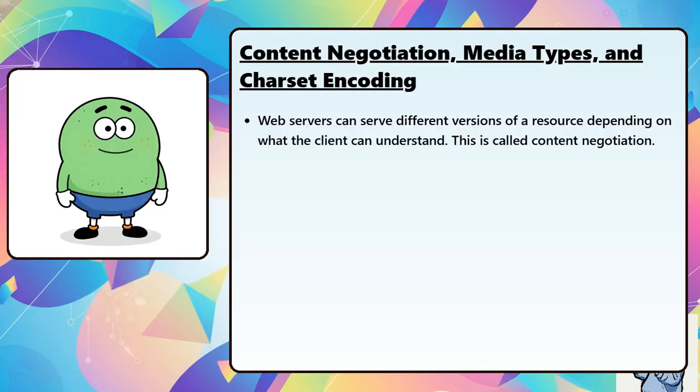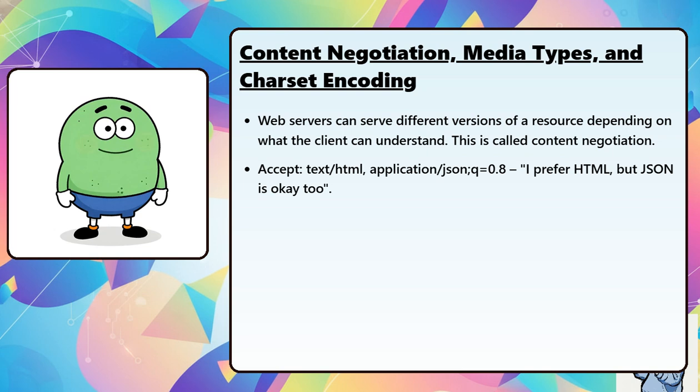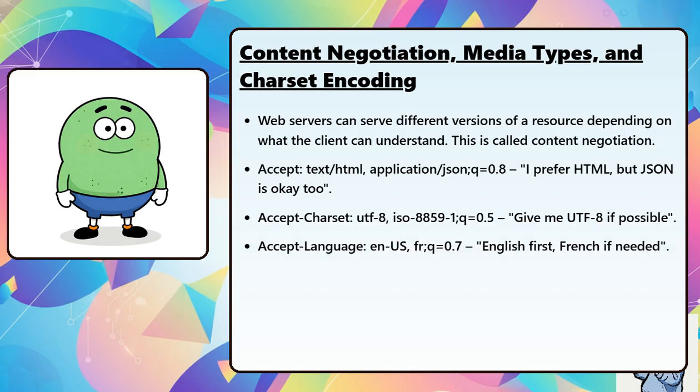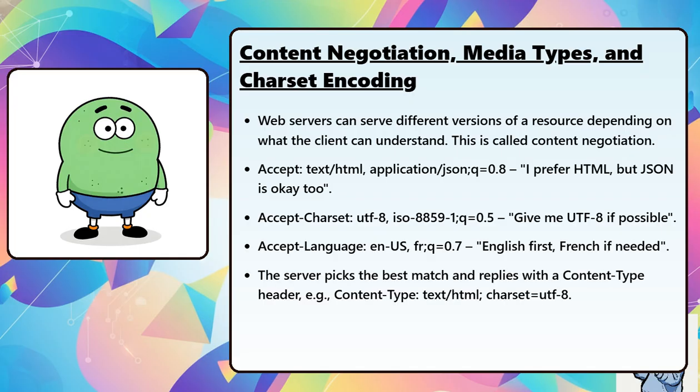Web servers can serve different versions of a resource depending on what the client can understand. This is called content negotiation. Accept: text/html, application/json;q=0.8. I prefer HTML, but JSON is okay too. Accept-Charset: UTF-8, ISO-8859-1;q=0.5. Give me UTF-8 if possible. Accept-Language: en-US, fr;q=0.7. English first, French if needed. The server picks the best match and replies with a Content-Type header, for example Content-Type: text/html; charset=UTF-8.